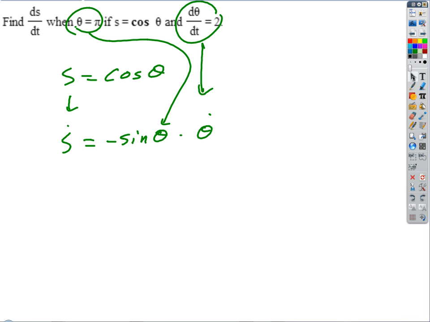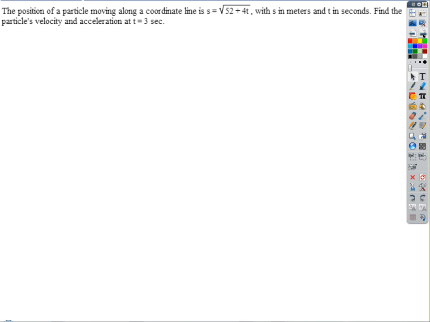So that might have seemed like a difficult problem at the time, but that is now no big deal. Sine of pi is zero, times two is obviously 0. Yep, good.